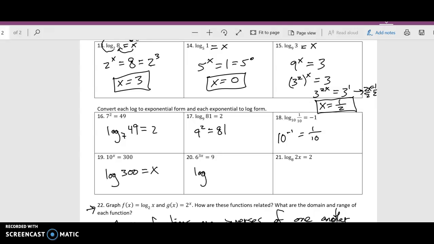So log base 6, the base of my log is the same as the base of my exponential, of 9 is 3x. It doesn't ask us to solve that. If we were asked to, we just divide everything by 3. This is going to be 8. Our base raised to this power is equal to 2x. We could solve that if we needed to. Okay, and we already talked about 22.